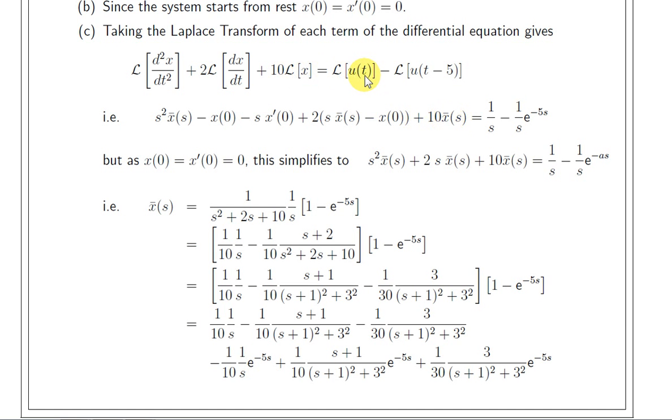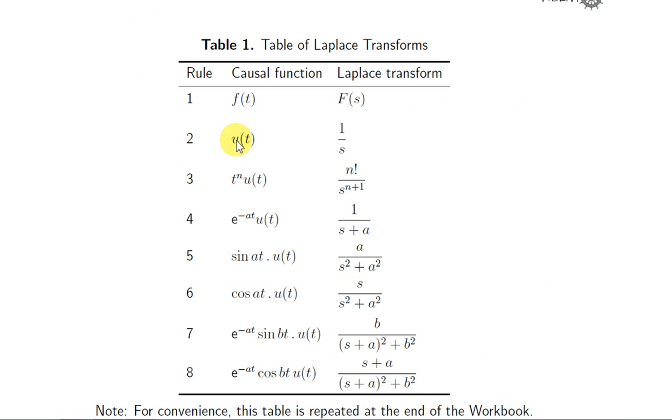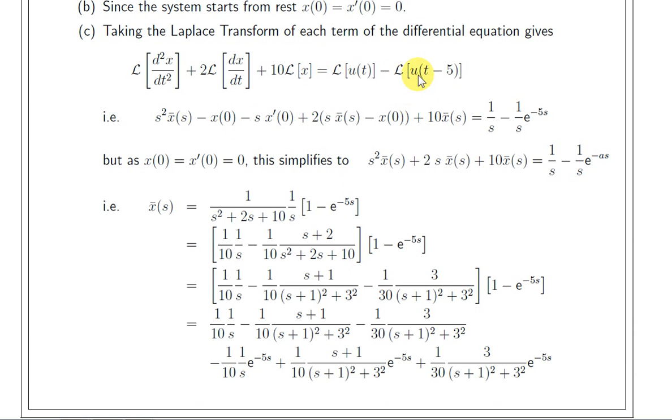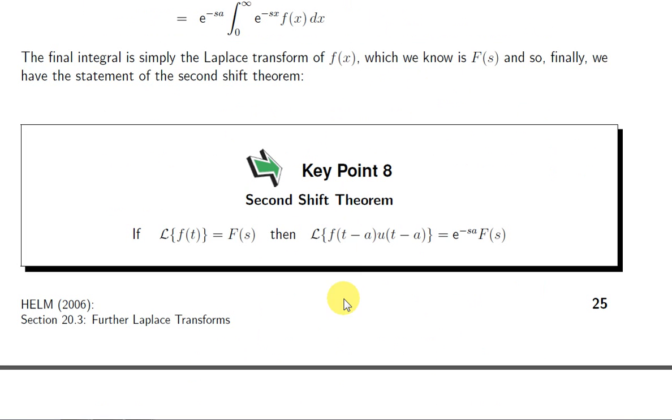Now we need to get L of u of t. We can just look that up. Here it is, 1 over s. Now what about L of u of t minus 5? Here we can see that the time has been shifted by 5 units. So that involves the second shift theorem.